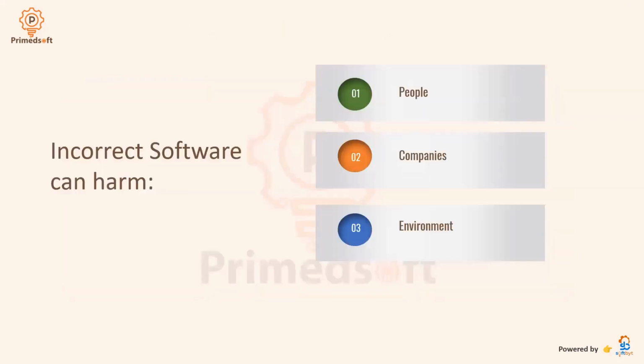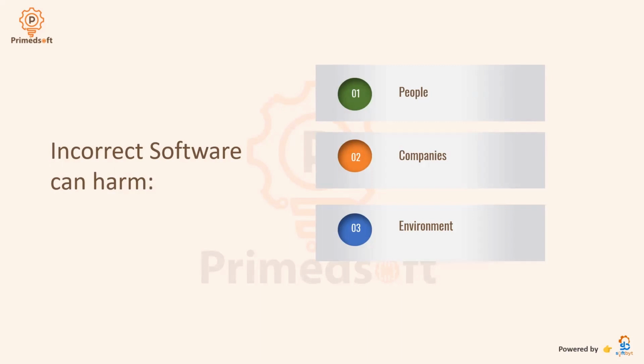So we have: incorrect software can cause harm, right? As we all know, let's say, for example, the plane uses software embedded in it to actually pilot it. And when there is a defect or a failure in that software, what happens? The plane tends to lose control, so it can cause harm to people.